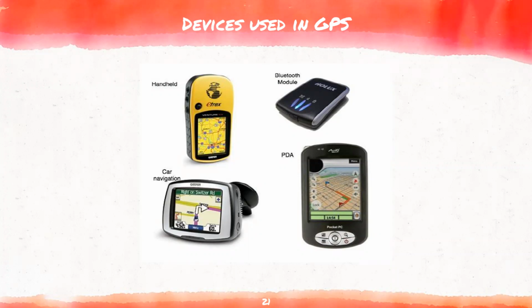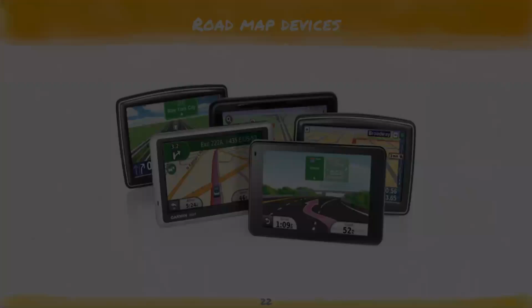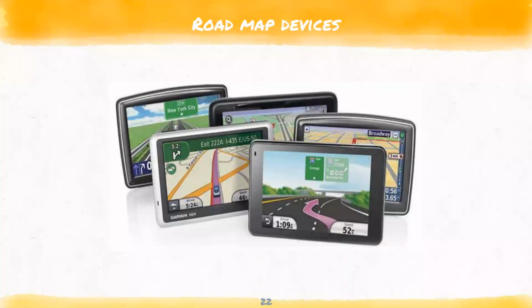These are some of the GPS devices we use: phones, mobile phones, or car navigation, pad, Bluetooth model, etc. These are some roadmap uses which are played in cars and some other vehicles.